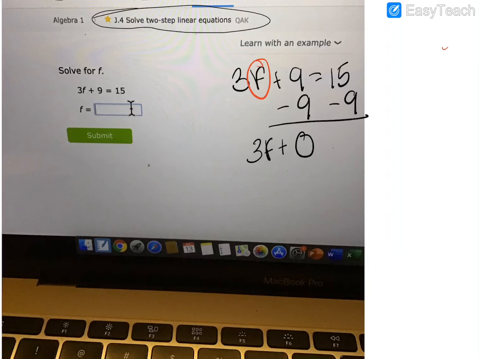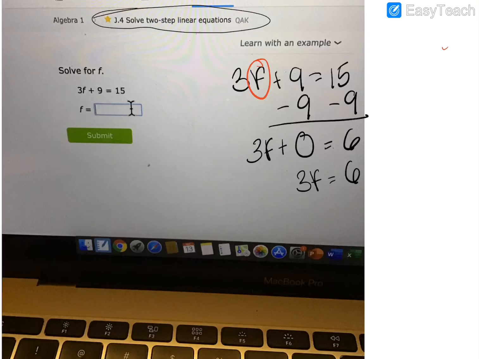And notice we didn't combine the 3f and the 9 because the 9 doesn't have an f next to it. They're not like terms. 15 minus 9 is 6. So 3f equals 6, because the 0 is just 0. That doesn't really affect anything. So now 3 times f equals 6. So 3 times something equals 6. So first I can think about what is that something.